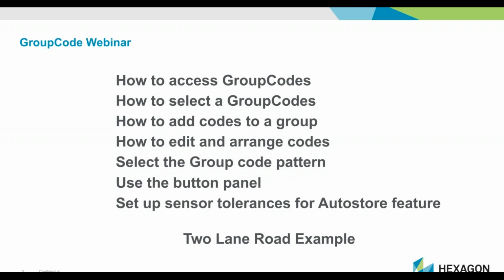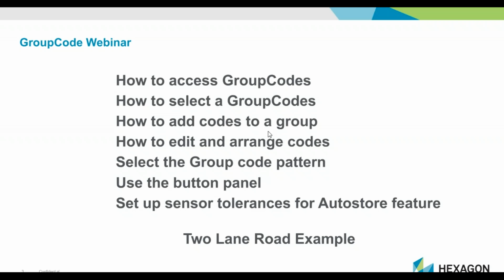And then we have two display modes. We have the map display mode and the button panel. I'll show those. And I'll also talk a little bit about setting up tolerances and things like the auto store feature for point measurements, so you can see how to set those up to really help efficiently take measurements in the field. And then I'll do a quick example of, let's say, a two-lane road.